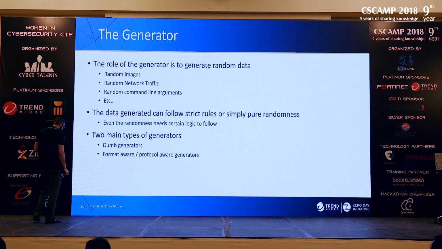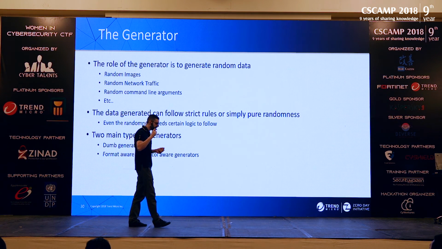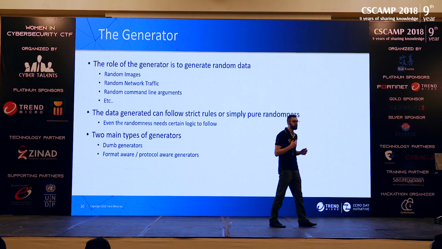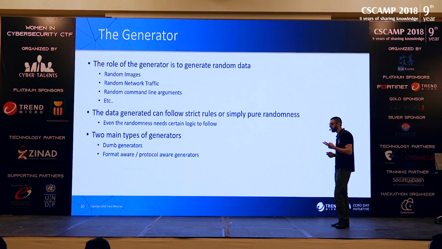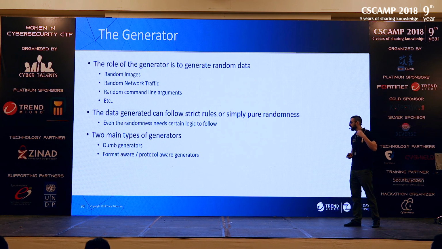All right. So the generator. The whole purpose of a generator is to generate random data. You have a piece of data, and you want to generate as much variance of that data. There are two types of generators: dumb generators, and format-aware or smart generators. The terminology might change a little bit. Some people call them dumb fuzzers, and other people call them smart fuzzers. I call them generators, dumb generator and smart generator.